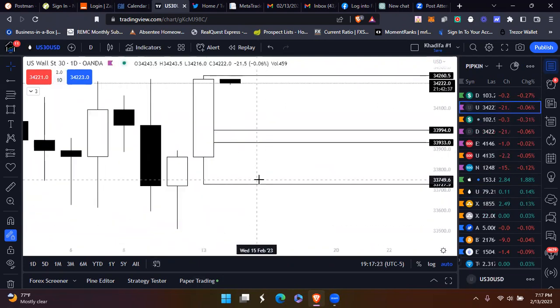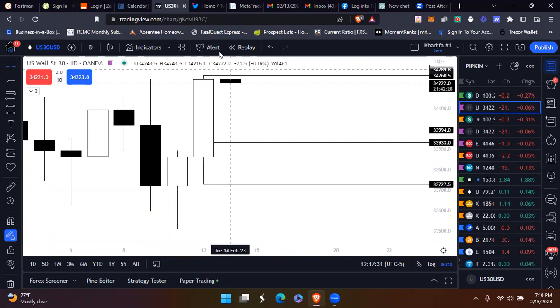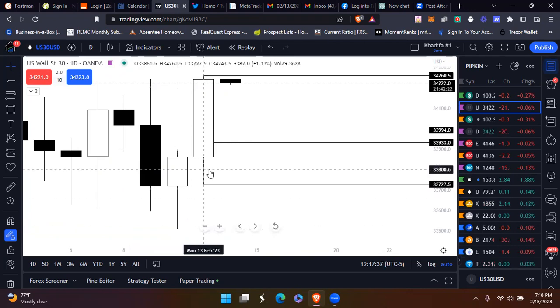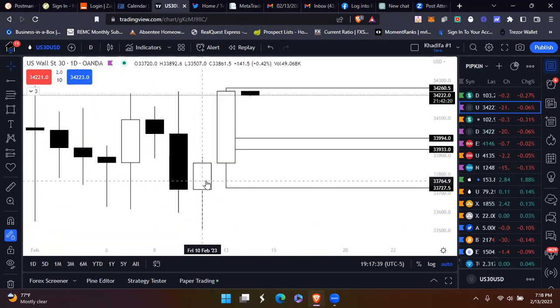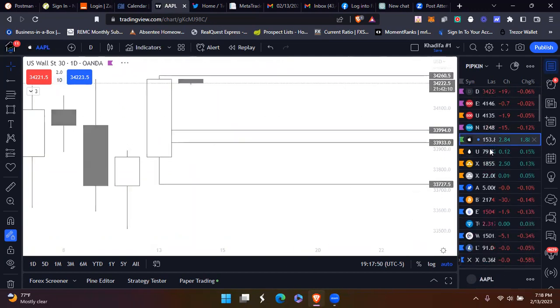Looking at U30 today, we ran buy side liquidity, leaving sell side liquidity intact from Friday's low. So now I want to see if we push back down into the discount array. And let me go back to oil. Let me show y'all some.